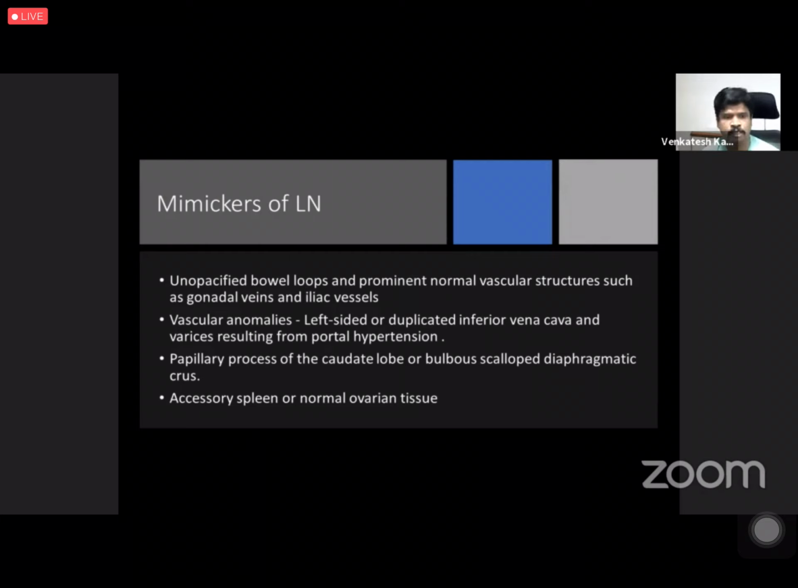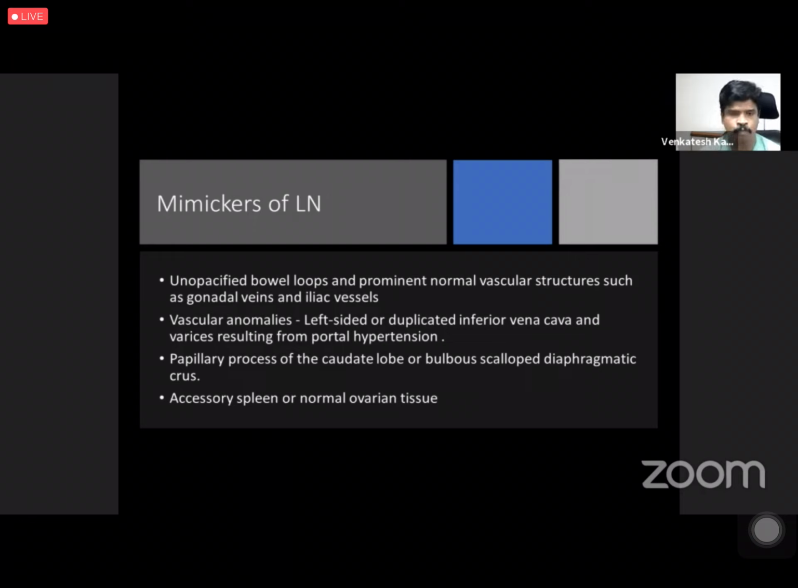Vascular anomalies, particularly the left-sided IVC or the duplicated IVC, and varices resulting from portal hypertension may mimic a lymph node. The papillary process of the caudate lobe or sometimes the bulbous scalloped diaphragmatic crest may also resemble lymph nodes. Other mimickers can be normal ovarian tissue or an accessory spleen.